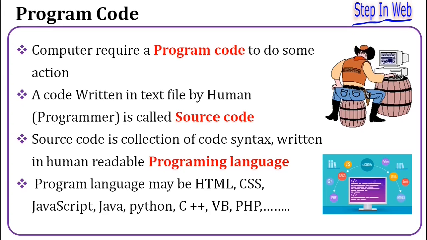As you know, any computer requires some program code to do some actions. The code may be written in a plain text file by a human, that is a programmer, and is called source code. Source code is a collection of code syntax written in a human readable programming language, usually plain text without any formats. Program languages may be HTML, CSS, JavaScript, Java, Python, C++, Visual Basic, PHP, and so on.